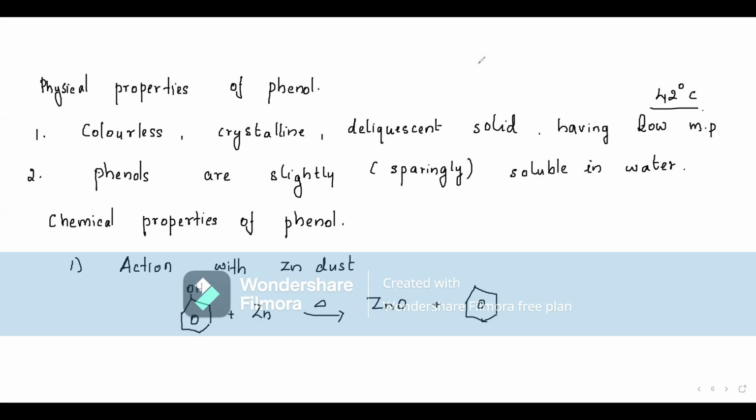Now, let us begin with the chemical properties of phenol. The first chemical property, which we have studied in 11th grade, is the reaction of phenol with zinc dust. Phenol, when heated with zinc dust, gives ZnO along with benzene. So this can be asked as: how do you convert phenol to benzene? Treat phenol with zinc dust.